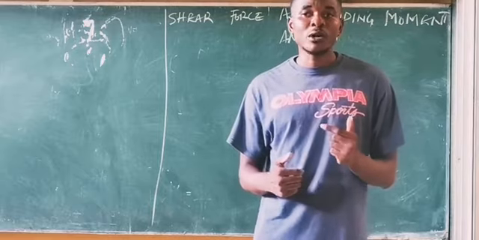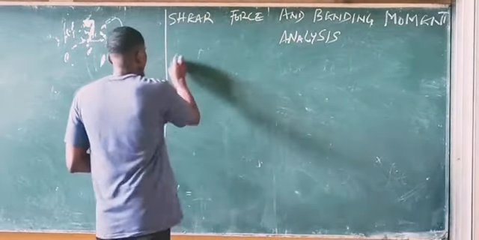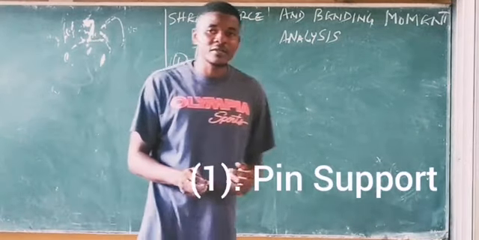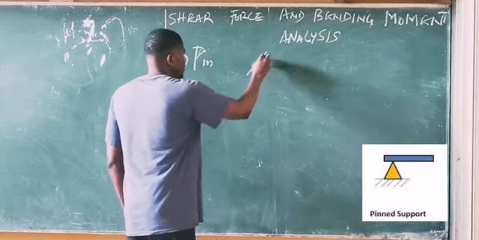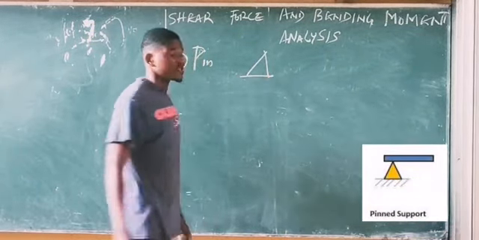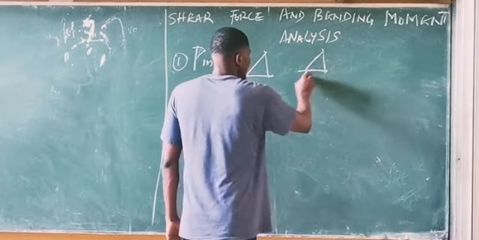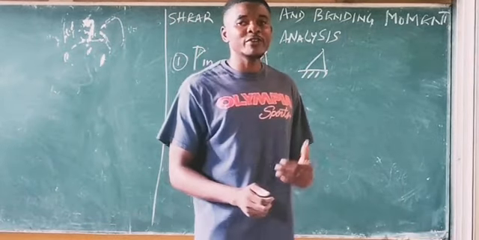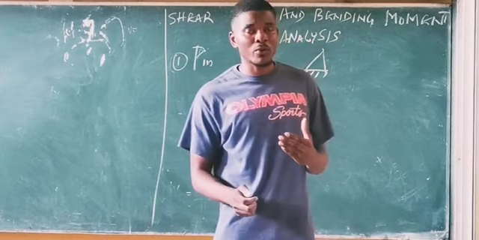Alright, so the first support I will talk about is what we call the pin support. Now the pin support looks like this, just like a triangle, something like this. It can also take the shape. Okay, so this is called a pin support. Whenever you see this support on a pin, that's how it looks like. You know it's a pin support.